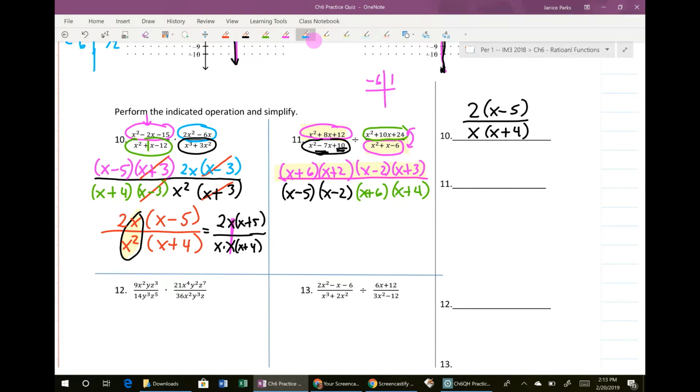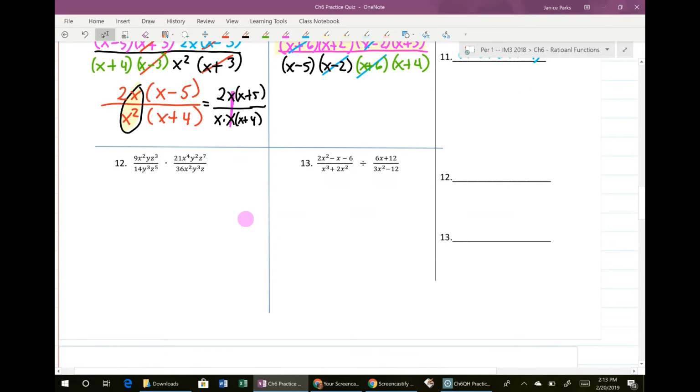Now I can go through and cancel the terms that are alike. x minus 2 with x minus 2, x plus 6 with x plus 6. That's it. So in the numerator, you have x plus 2 and x plus 3. And in the denominator, you have x minus 5 and x plus 4.